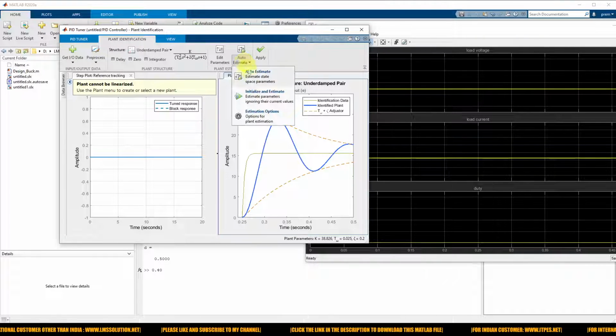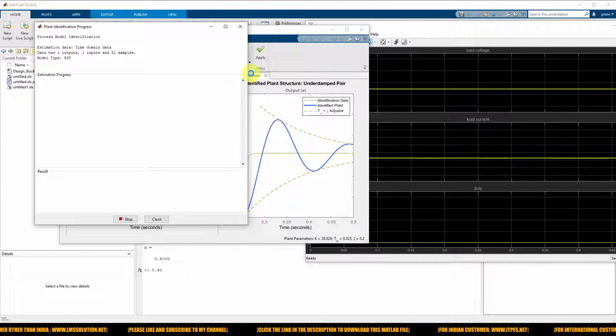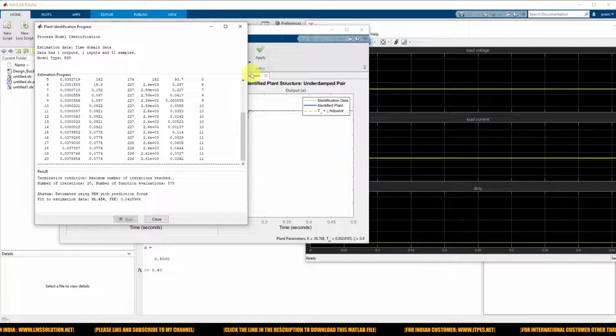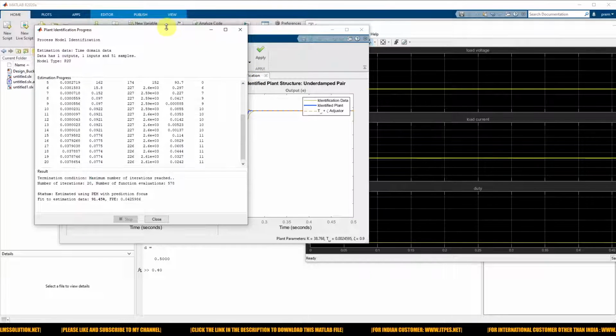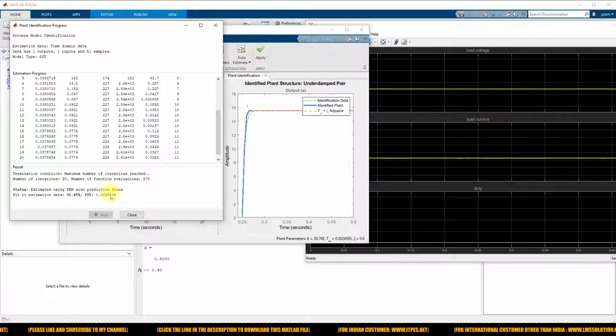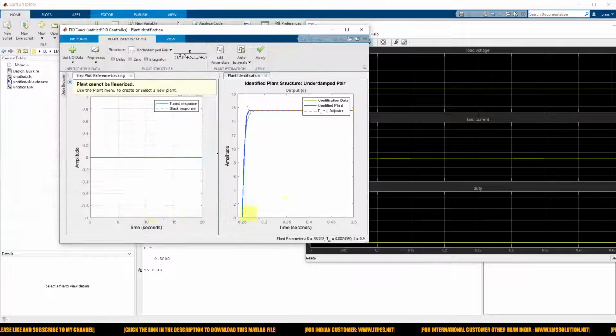For that, I'm going to go for auto estimate. I'm going to estimate those parameters automatically. After completion of this auto estimation, you can see here the blue color is the identified plant, and the green color is our identification data. Both match each other, and here you can see the transfer function parameters K, T, omega, and theta. Next I'm going to apply this plant.